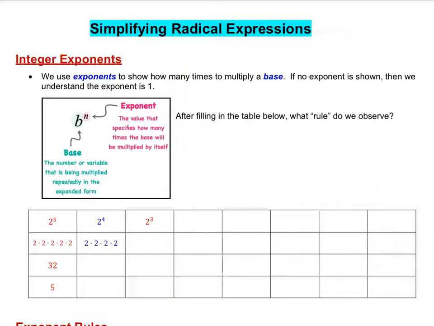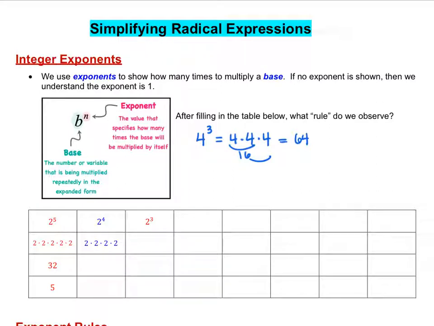So if I've got something that looks like 4 to the third power, or we could say 4 cubed, that means I'm going to take the number 4 and I'm going to multiply it 3 times. Now, 4 times 4 is 16. 16 times another 4 is going to be 64. So 4 cubed, or 4 to the third power, is 64. Notice this is not the same thing as 4 times 3, which is 12. So just a reminder, the base is the number we're multiplying. The exponent is how many times we're multiplying it.